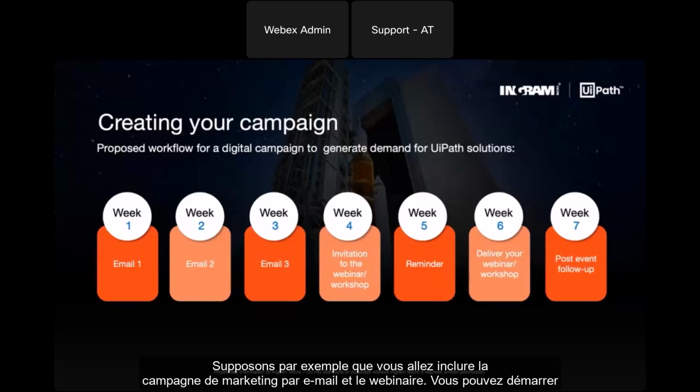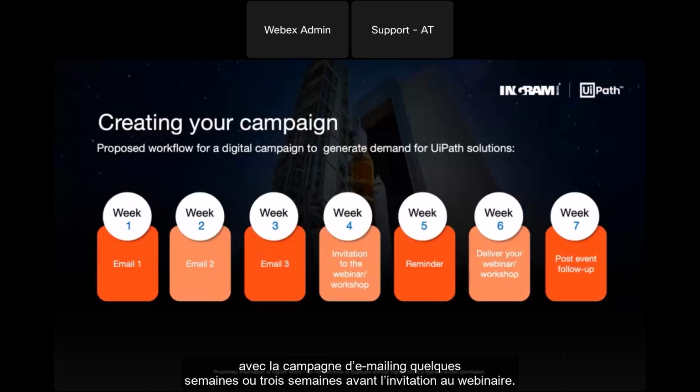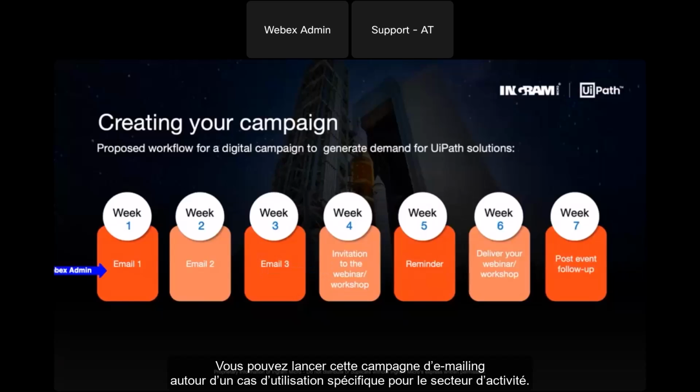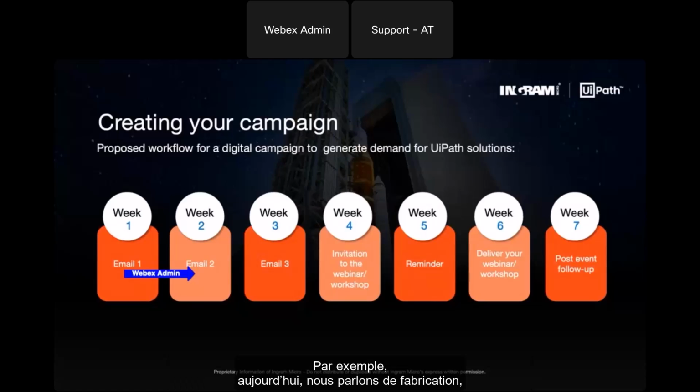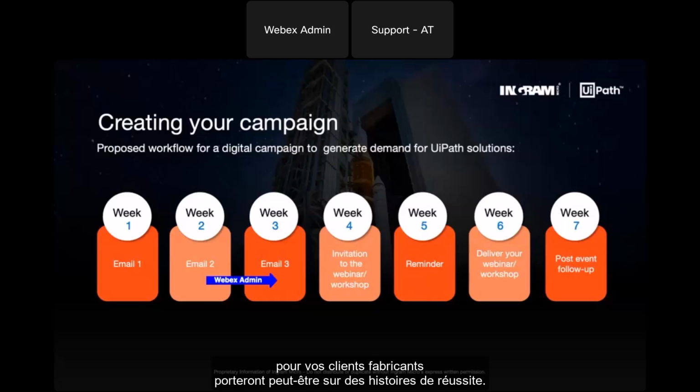For example, let's say you are going to include the email marketing campaign, the webinar. So you can start the engines with the email campaign a couple of weeks or 3 weeks prior to the invitation to the webinar, right? So you can start this email campaign around a specific use case for their industry. For example, today we discuss manufacturing. So a relevant use case or a number of use cases that are going to be relevant for your manufacturing customers, perhaps sharing the success stories as well.